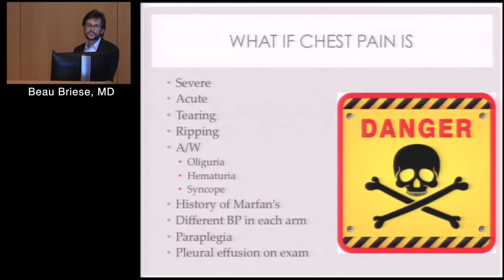What if the chest pain patient is this? Severe, acute, tearing, ripping. They've got oliguria. There's hematuria in what little urine they make.